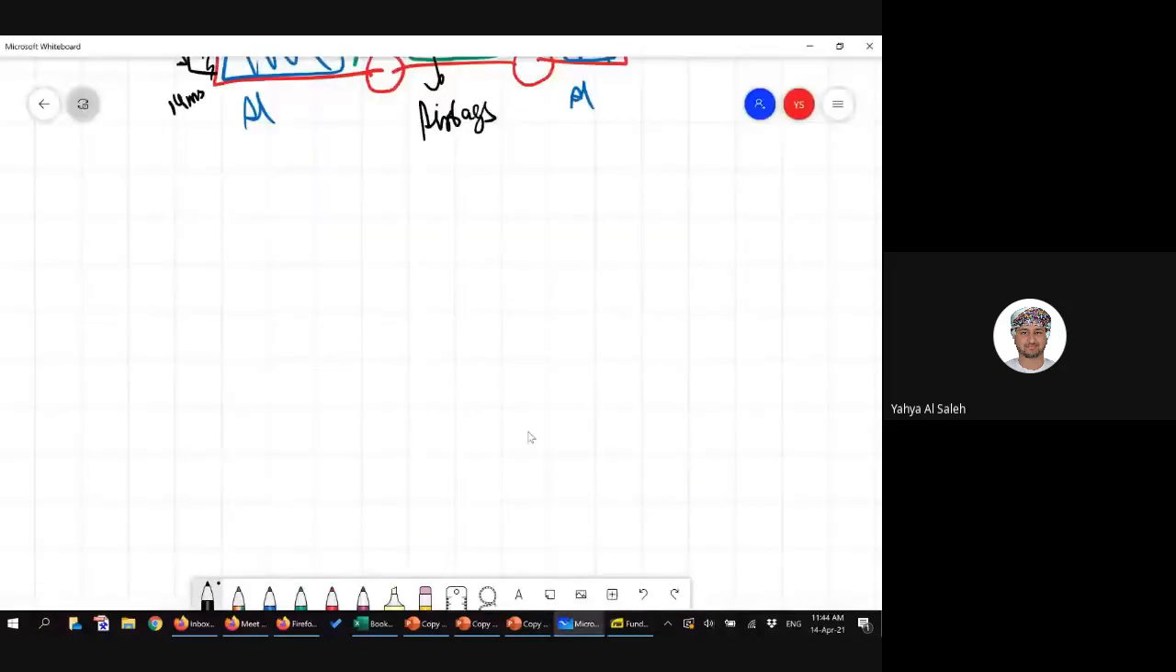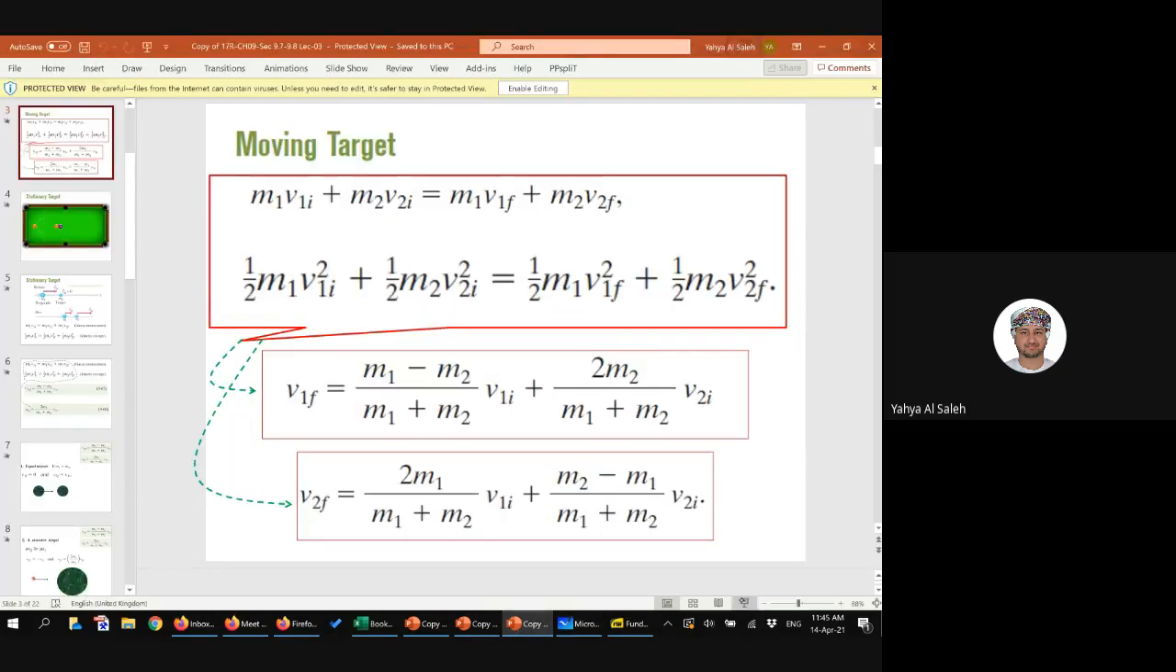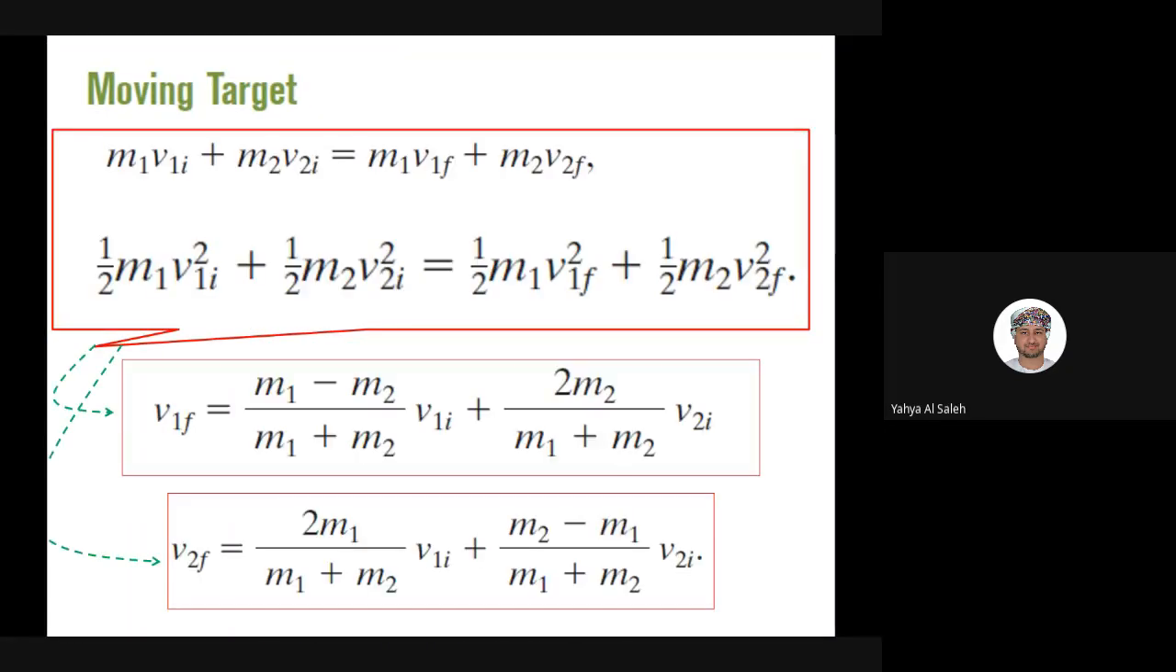Pi equals Pf, and if elastic, Kei equals Kef. And then you write it down. M1v1 plus M2v2 equals M1v1f plus M2v2f. And you move it around. Okay. If you try to memorize these, you will end up with very, very complicated formulae in your head, which confuse you.